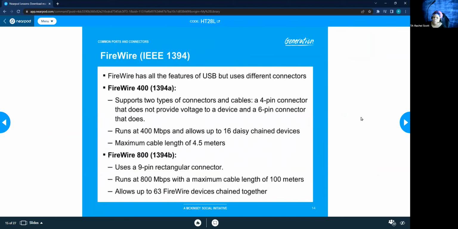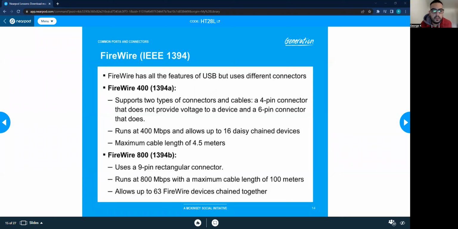Okay, now moving on to FireWire, the IEEE 1394. Let's see. George, would you mind reading? FireWire has all the features of USB, but uses different connectors.